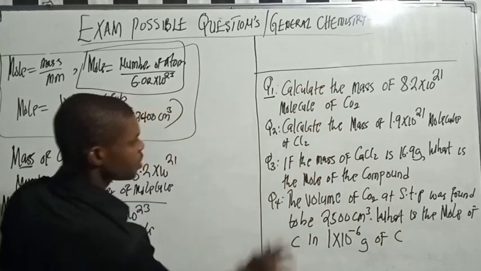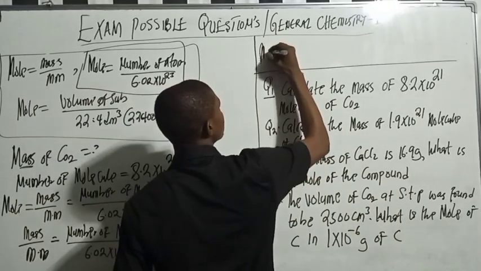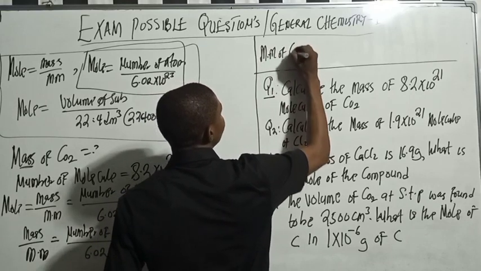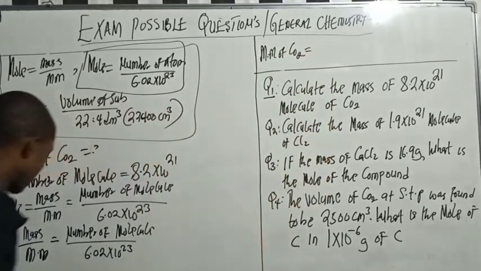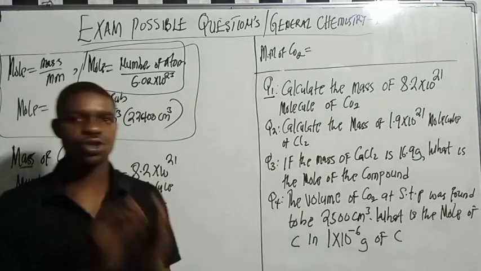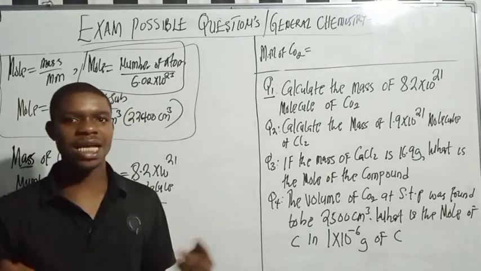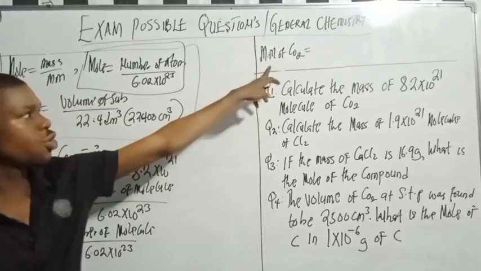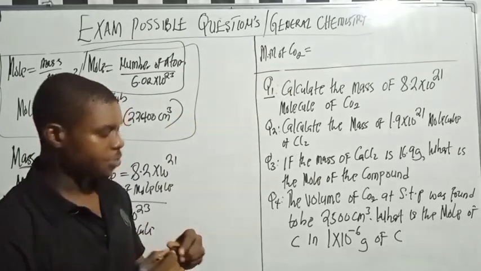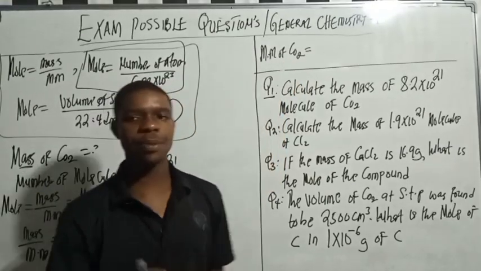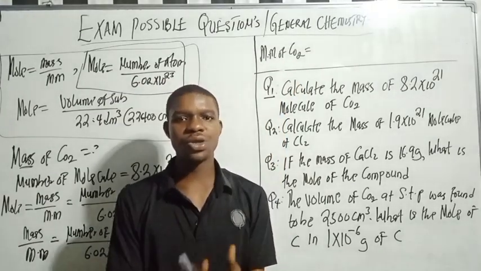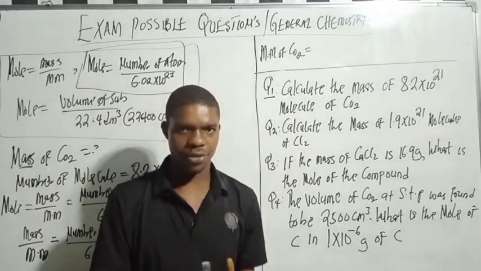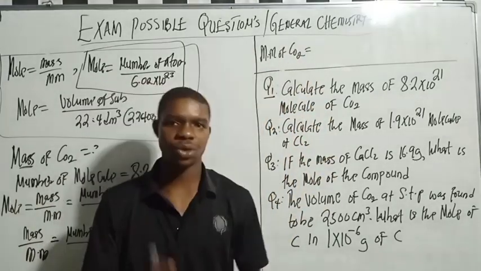Because I don't want to write this place here. Molar mass of CO2. You get now. So let me just teach you how to solve for molar mass, because in your exam you must calculate molar mass. So how do you calculate the molar mass? First, you want to know the atomic mass of carbon. The atomic mass of carbon is 12, and the atomic mass of oxygen is 16.